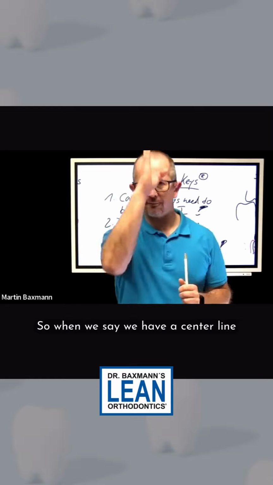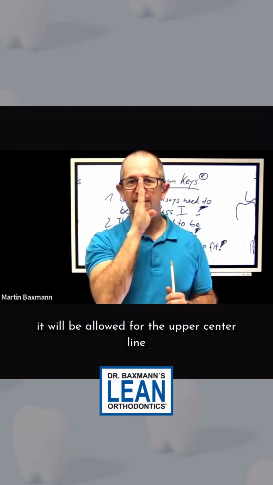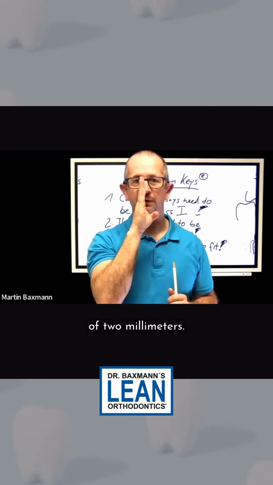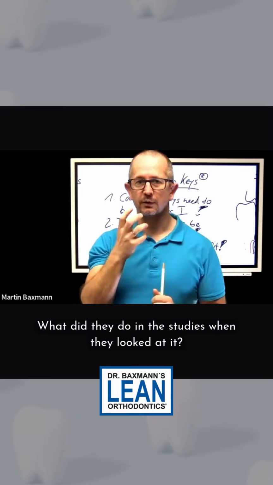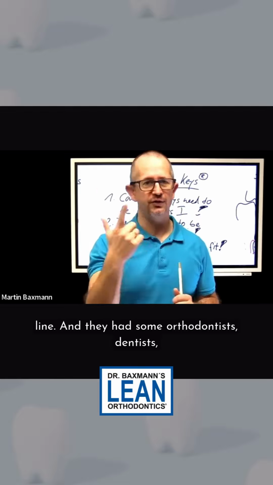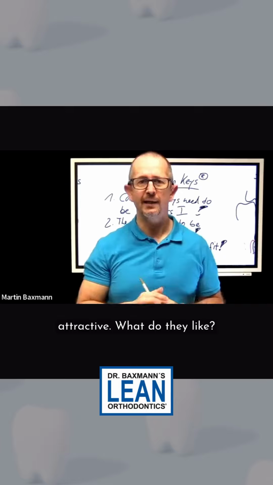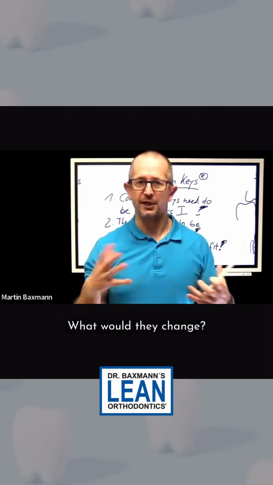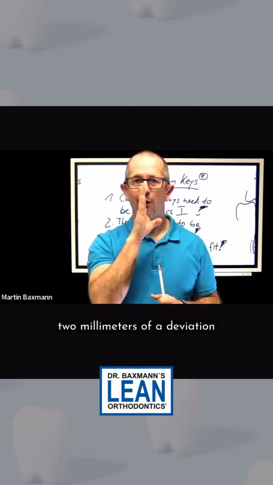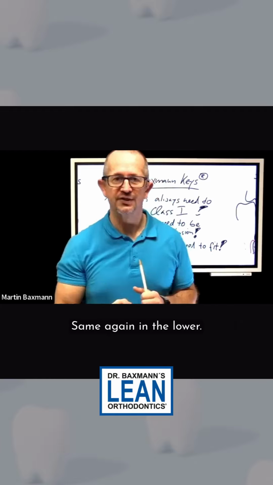So when we say we have a center line of the face here, it will be allowed for the upper center line to be slightly off by a maximum of 2 millimeters. What did they do in the studies when they looked at it? They had different deviations from the center line, and they had some orthodontists, dentists, and lay people look at it to find out what's most attractive, what do they like, what would they change. And they found out there's a corridor of plus minus 2 millimeters of a deviation, which seems to be okay for everyone. Same again in the lower.